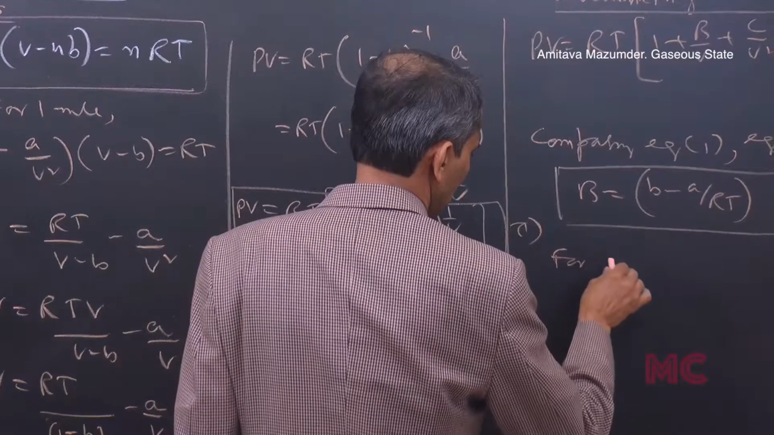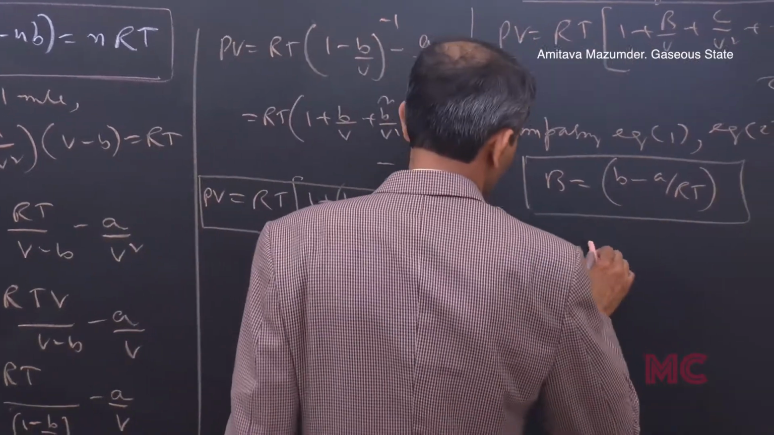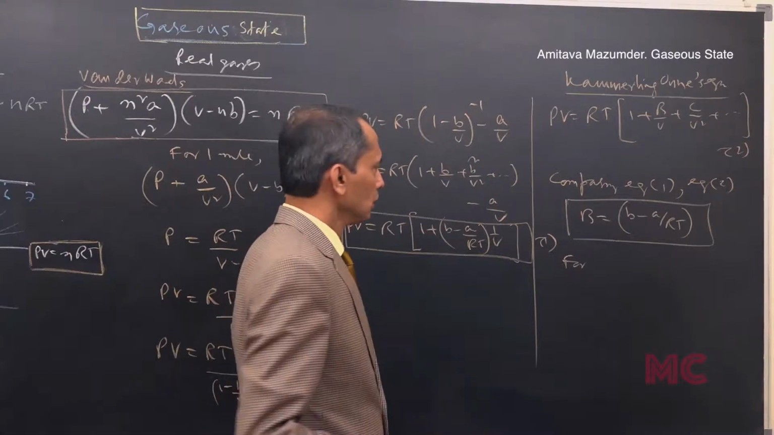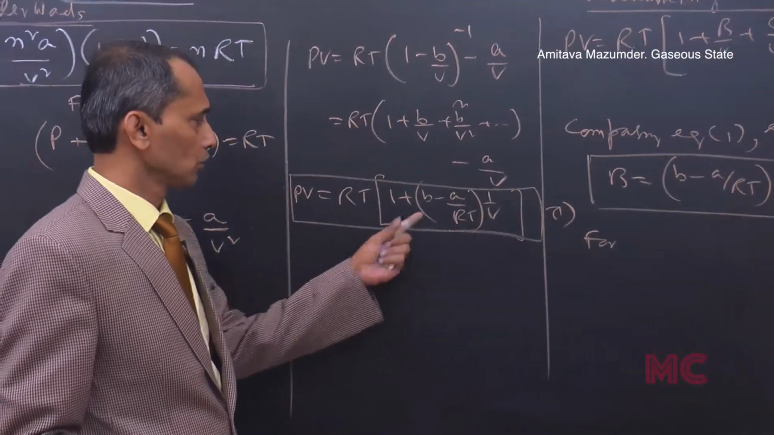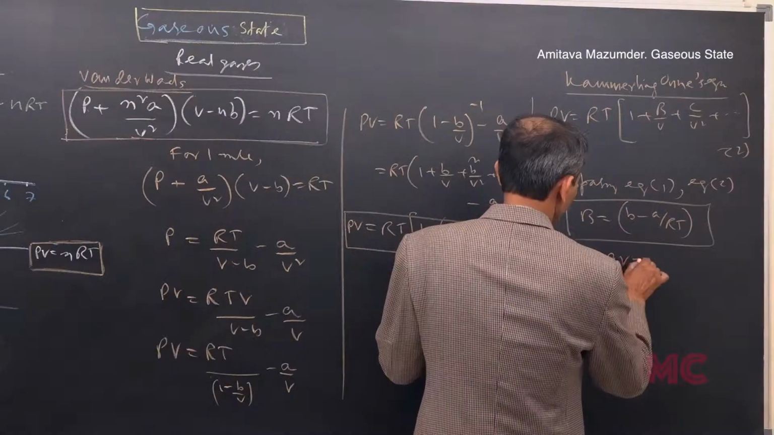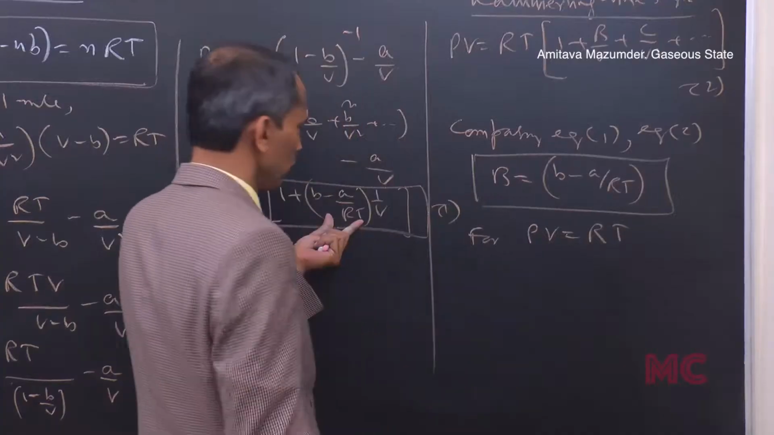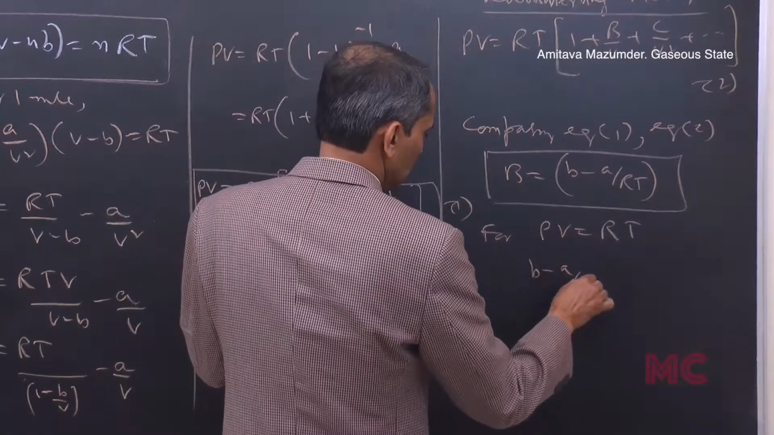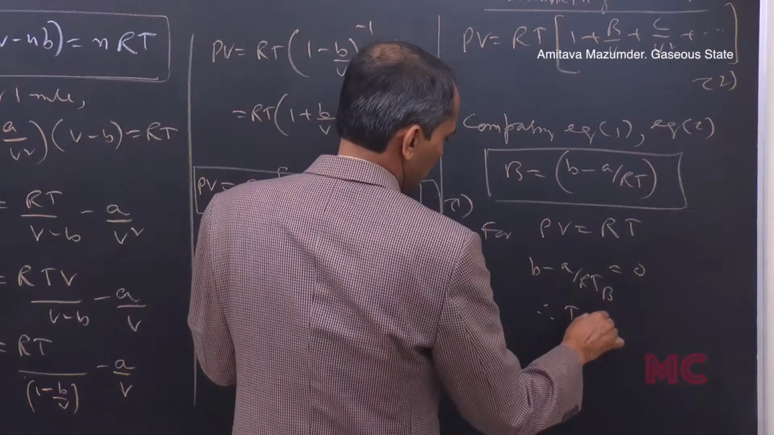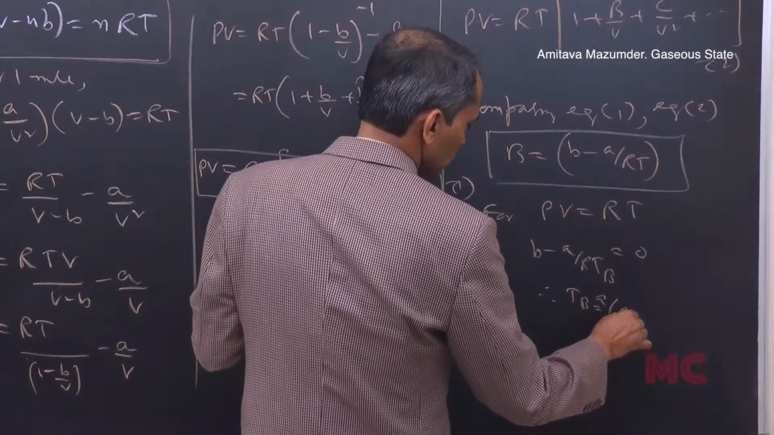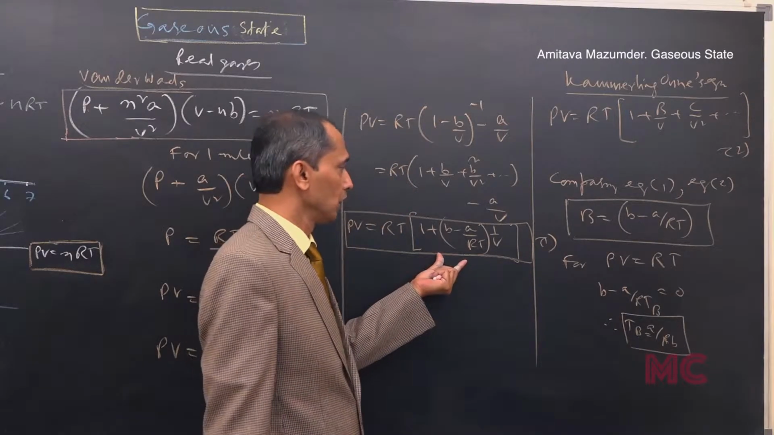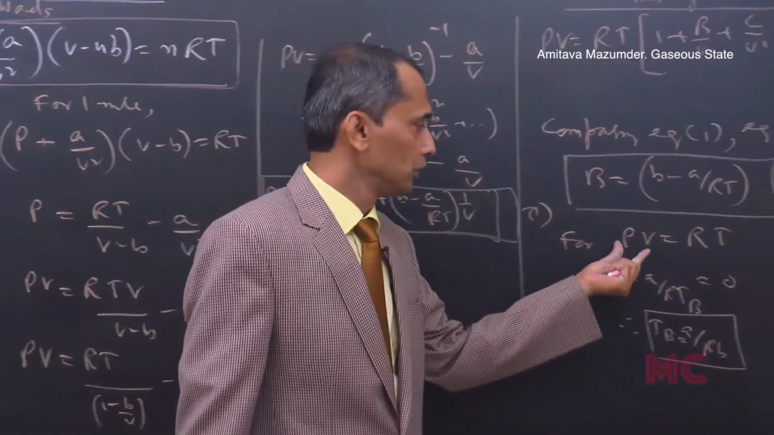Now for the ideal gas, we know that it should follow the PV = RT equation. So if it is PV = RT, this term should be 0 to find out the Boyle temperature, because PV = RT does not have any B term. So therefore we can say b − a/RT should be equal to 0, and it is called Boyle temperature. So we can write T_B = a/Rb. So this is called Boyle temperature, because in the ideal gas equation, PV should be equal to RT.